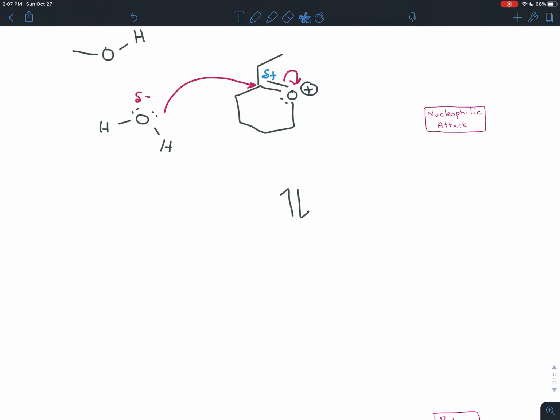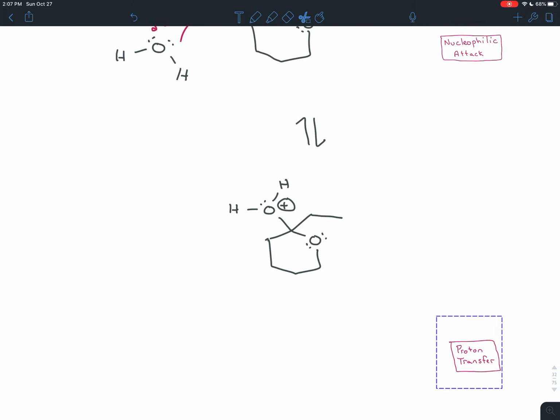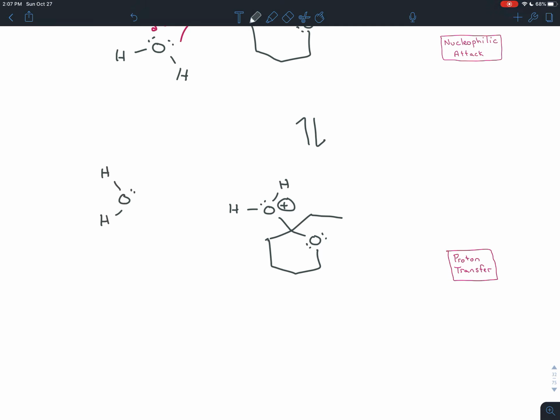But what we're left with then is very similar to this molecule. Well, this now has 2 lone pairs, and so no charge. You still have the ethyl group there, but in the other direction we'll have the water. The oxygen has a positive charge because it has 3 bonds. Well, we're almost at the hemiacetal. All we have to do is stabilize that positive charge with a proton transfer. We can use another water molecule.